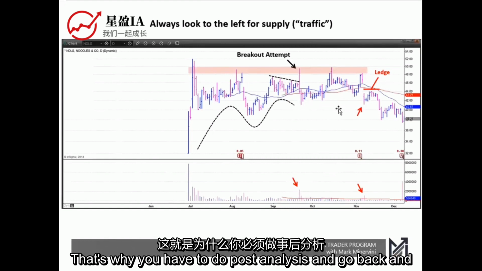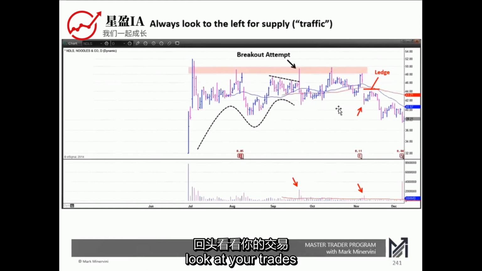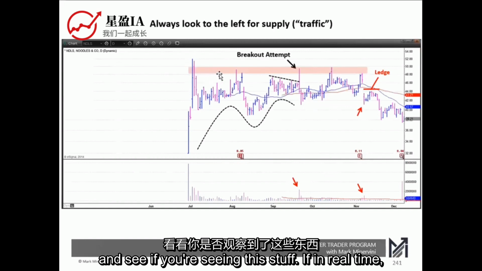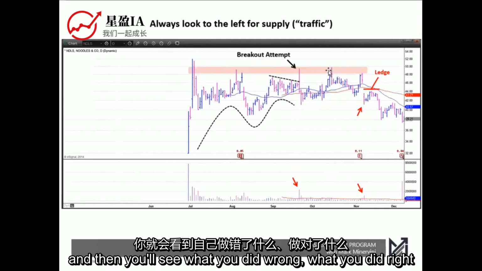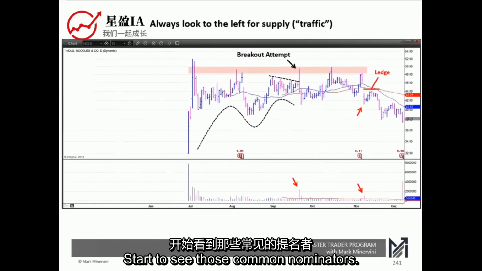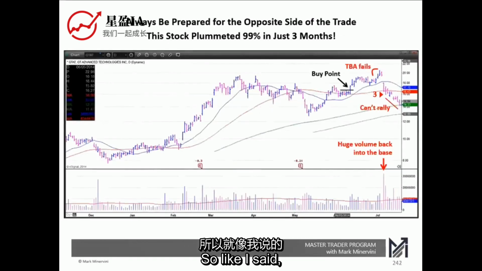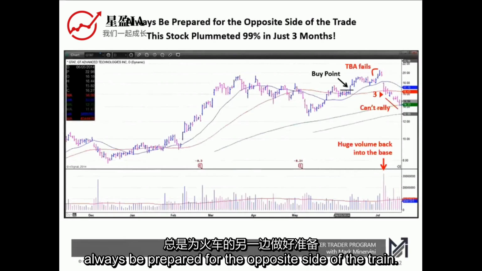That's why you have to do post-analysis and go back and look at your trades and see if you're seeing this stuff in real time, if you're making these plays correctly. Then you'll see what you did wrong, what you did right, and you'll start to see those common denominators. So like I said, always be prepared for the opposite side of the trade.